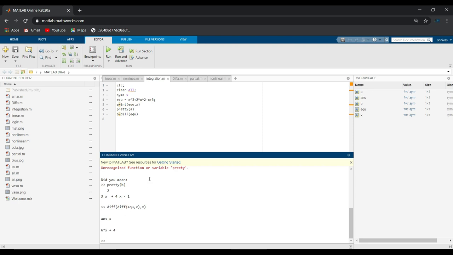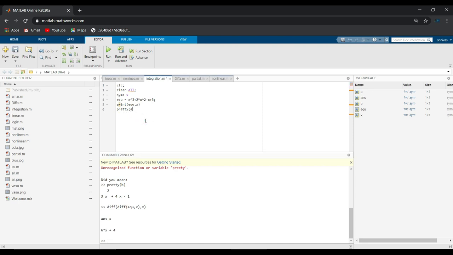One more thing I would like to tell you is that I want to solve this integration with the help of limits. So I am specifying the limits also. Let's wait for that. First, I am specifying the upper boundary, comma, lower boundary.